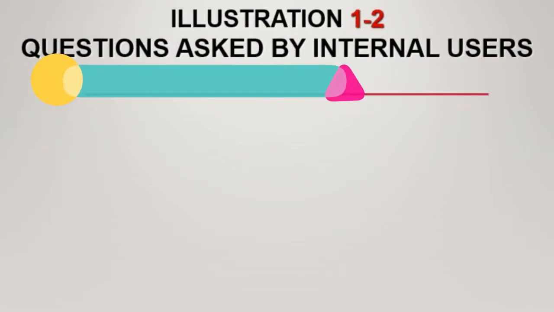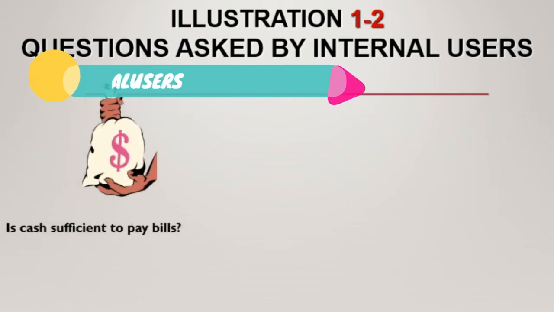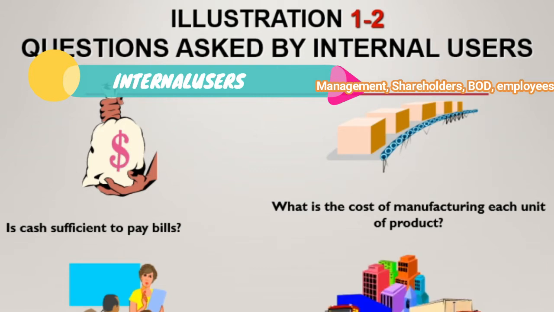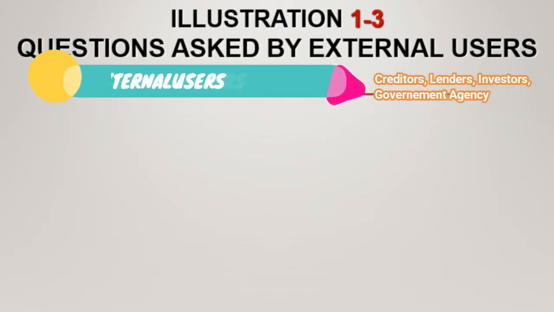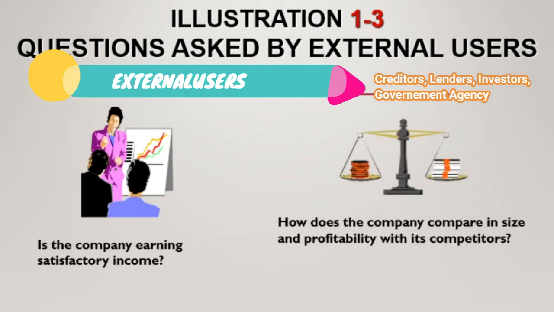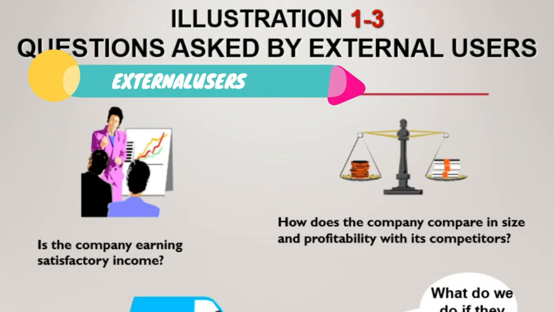The internal users include the management, the board of directors or the owners, the shareholders or stockholders, and even the employees. External users include, for example, the creditors, investors, lenders, and so on.